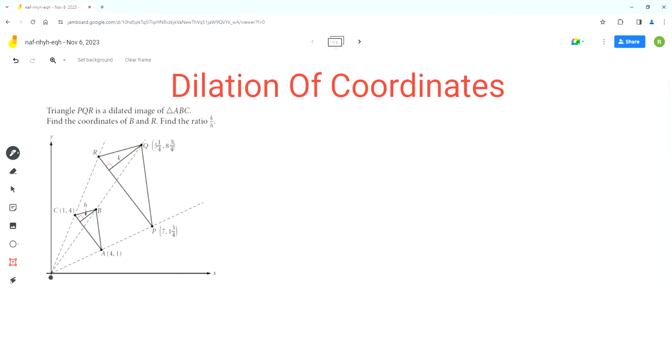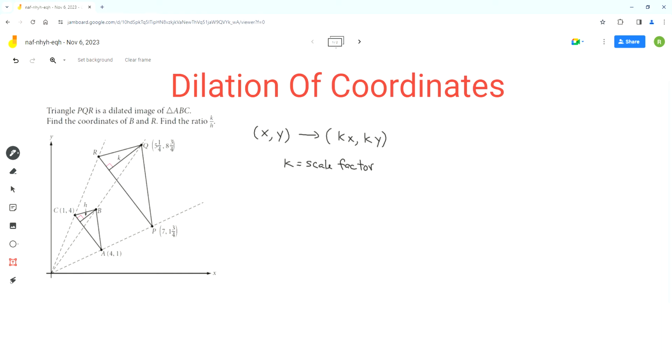Now in this case, we have to use the concepts of dilation of coordinates. Whenever any point on a coordinate plane gets dilated, the given point (x, y) gets dilated to (kx, ky). K here represents the scale factor. This is a very important concept you need to understand and memorize about dilation of coordinates.